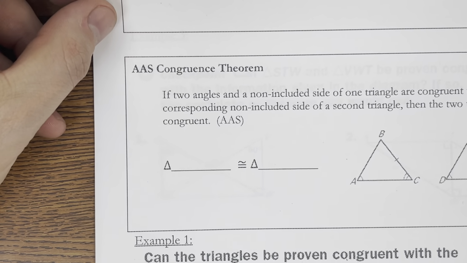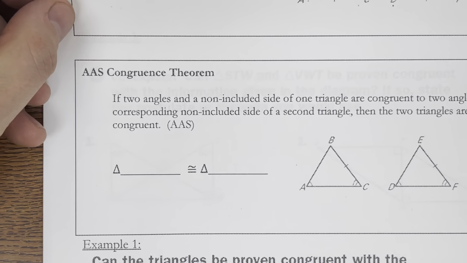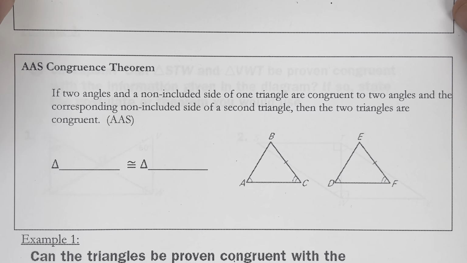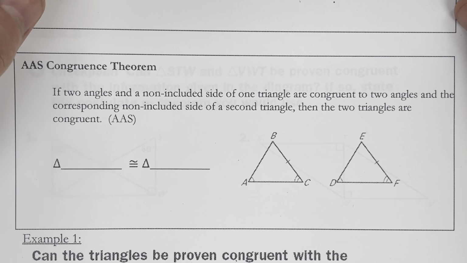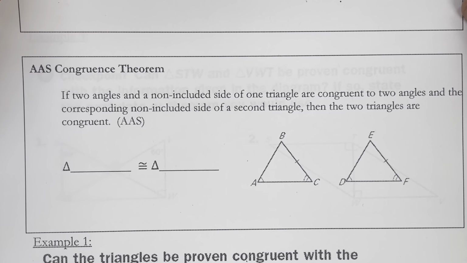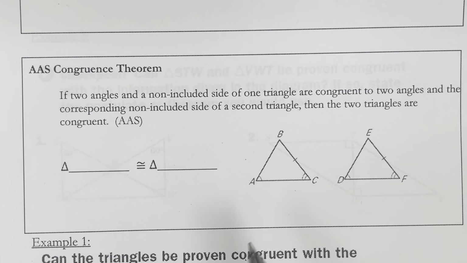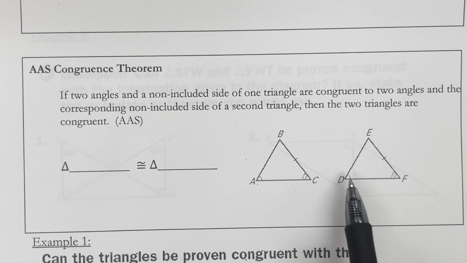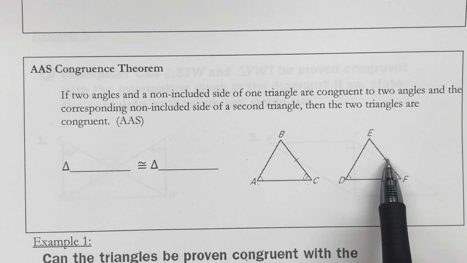So if two angles and a non-included side of a triangle are congruent to two angles and the corresponding non-included side of a second triangle, then those two triangles are congruent. So as I work my way around the triangle here, I'd have a congruent angle, and a congruent side. That's the corresponding side. Angle, angle, side.